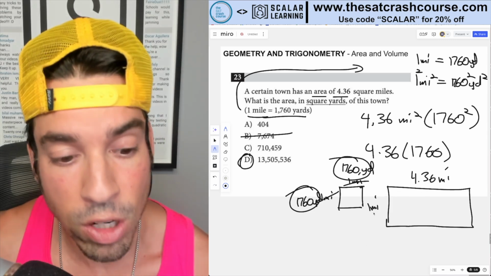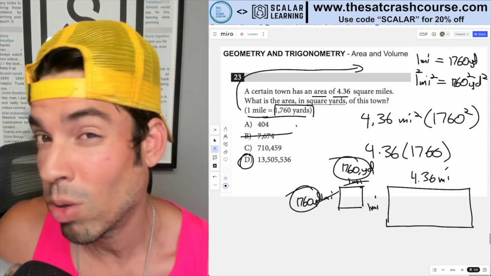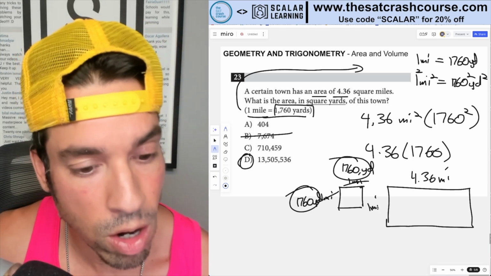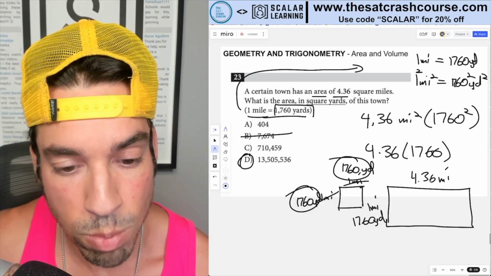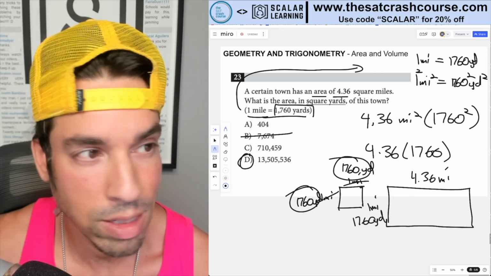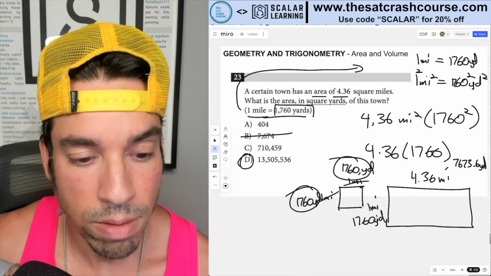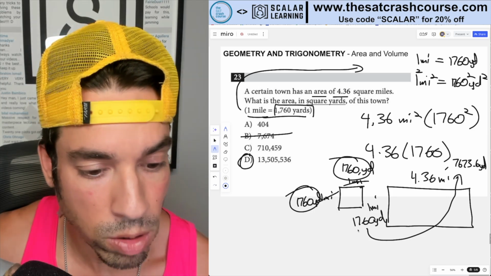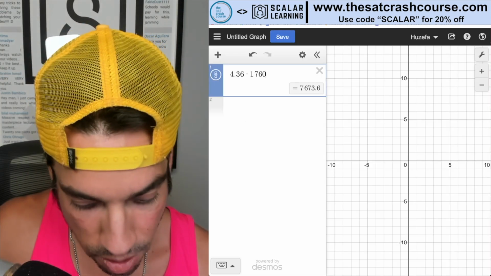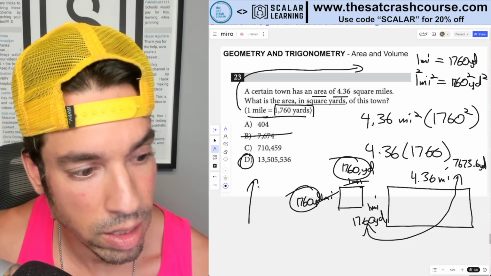Then I can individually convert these to yards, right? So then you don't have to worry like, hey, what was that conversion again? Do I square it? Do I cube it? Whatever. So be like, oh, cool. This is 1,760 yards. And then convert this one by just multiplying 4.36 times 1,760, which is 7,673.6. And then to get the final area in yards squared, right? I take these two values and I multiply them, right? Length times width. So this value times 1,760, and we come back to that same answer. So therefore, D is the winner.